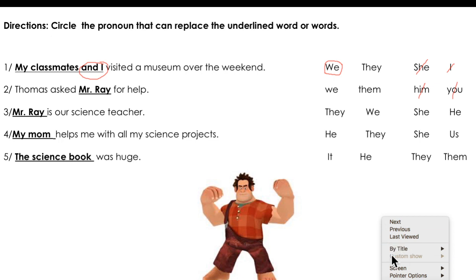Erase. How can I erase? I don't know. Erase pen.